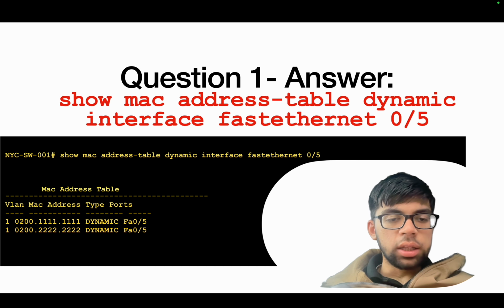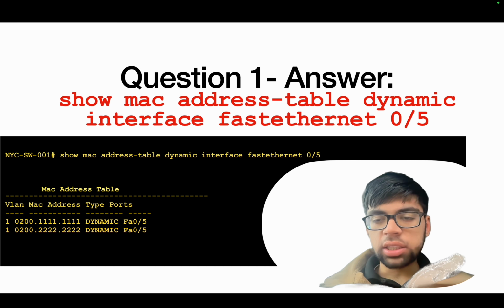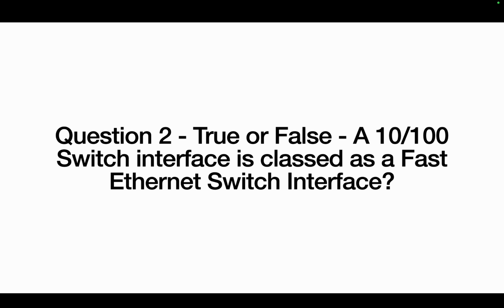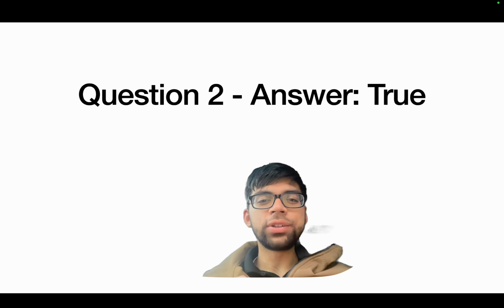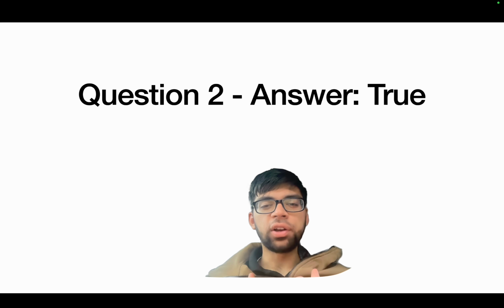Okay, let's get into the next question. So question number 2, true or false? A 10/100 switch interface is classed as a Fast Ethernet switch interface. True or false? Please have a think and pause the video if you like, and then resume when you're ready. Okay, and the answer is true. So a 10/100 interface is most definitely a Fast Ethernet interface.